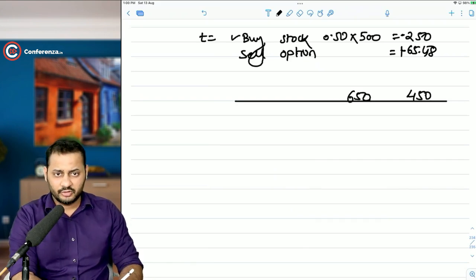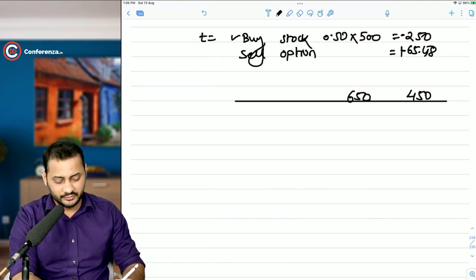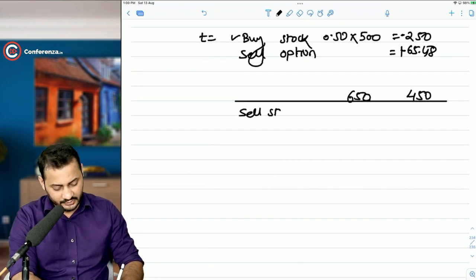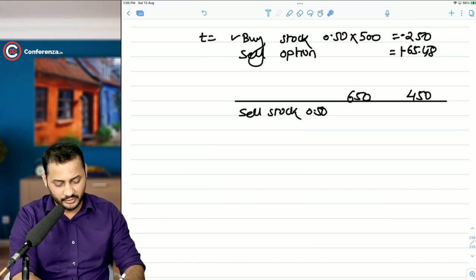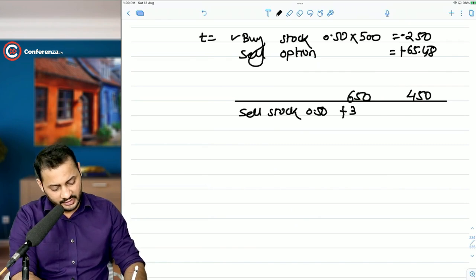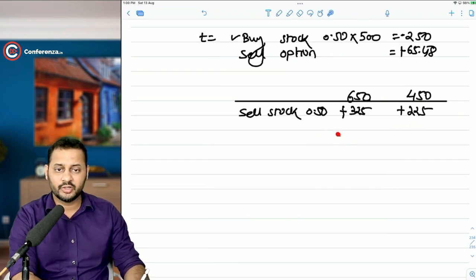You have bought the stock, right? 0.50 stock, you sell it. Sell stock. How much? Only 0.50. So half of this will be sold by you, half of this will be sold by you. You will receive 325 in this case. You will receive 225 in this case. Am I right? Because you are only selling half of the stock. So this position is closed.